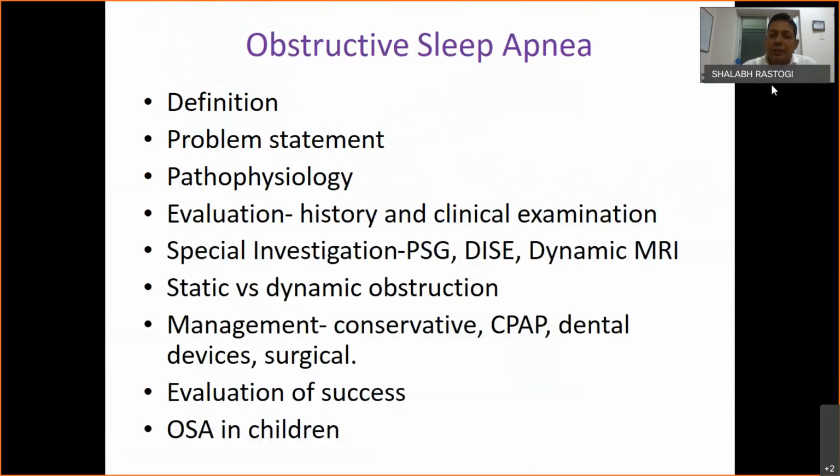Obstructive sleep apnea is an important topic for you because you will get lots of questions on it. In the last theory examination also, you got 2 to 3 questions from obstructive sleep apnea. We'll deal with this topic under the following headings. First, to understand the disease. The second part is how you will clinically evaluate patients of obstructive sleep apnea. And last but not the least, how you will manage, what treatment you can offer to such patients.